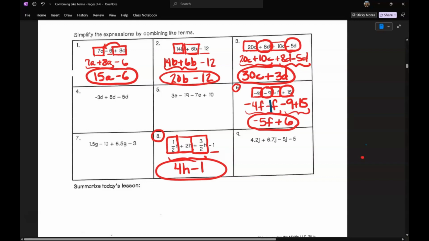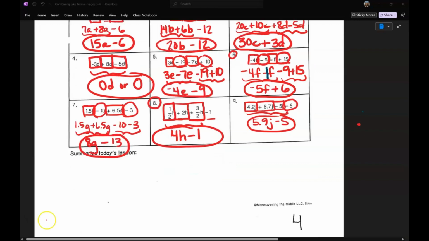All right, so there are 4 left. I want you to pause the video, try those on your own, and then come back and check your answers. Pause now. All right, let's see how we did. For number 4, you should have gotten 0D, which is also just 0. You don't have to write the D if you don't want to. -3 plus 8C would be 5C.